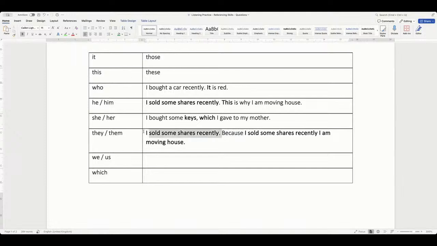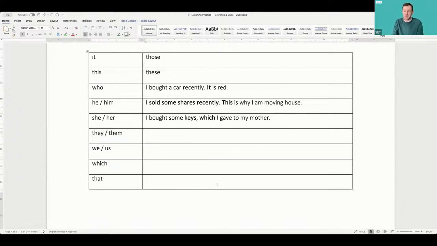You see, I sold some shares recently. Because I sold some shares recently, I'm moving house. If somebody said that to you, you'd say, why did he say "I sold some shares recently" twice? We don't want to do that. We don't want to repeat ourselves. It would take too long.